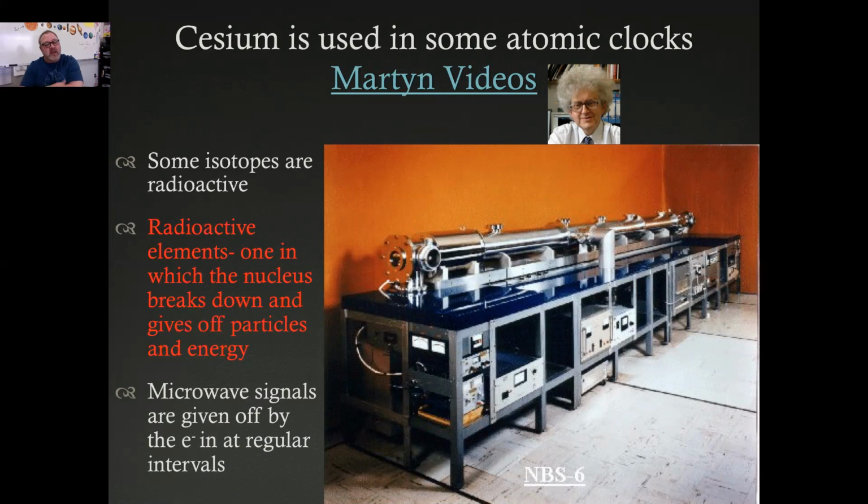Microwave signals are given off by cesium, and this helps them to maintain a clock. I don't remember where this is, but if I remember right, this is where the world's time is based off of this cesium clock, essentially.